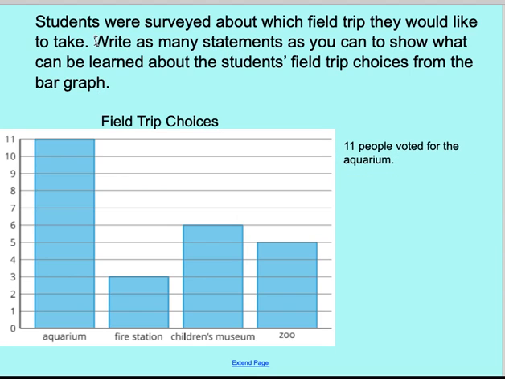And I want you to write as many statements as you can to show what can be learned about this graph. You can also write questions for classmates to answer if you want to. See if they can get your questions right. That might be fun too.